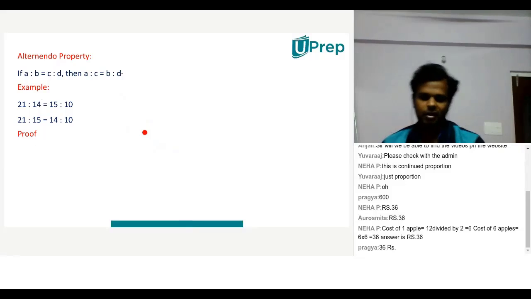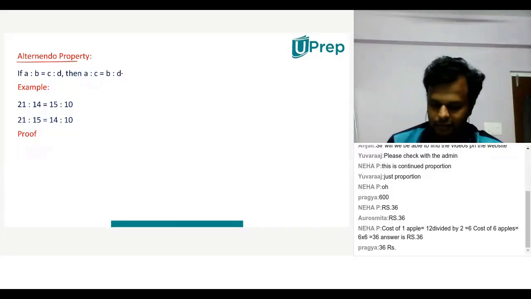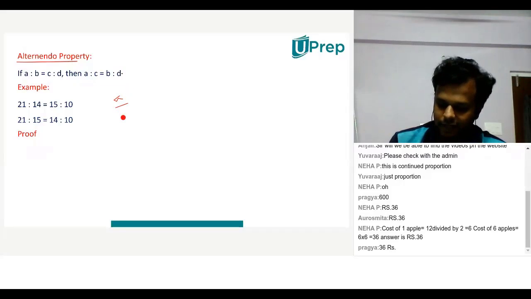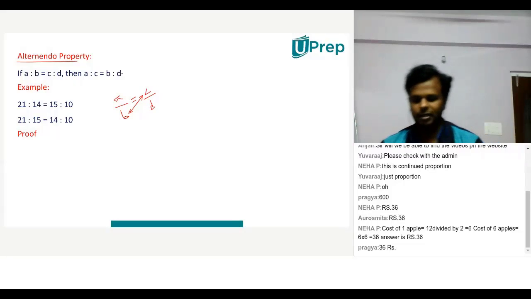This is alternendo. Alternendo. What is happening here? A by B is equal to C by D. This implies A by C is equal to. So children, same thing here. A by B is equal to C by D. Now if I interchange these values here, so C will come here and B will go there. So A by B is equal to C by D, then A by C is equal to B by D.